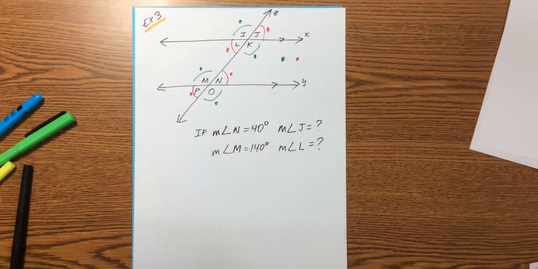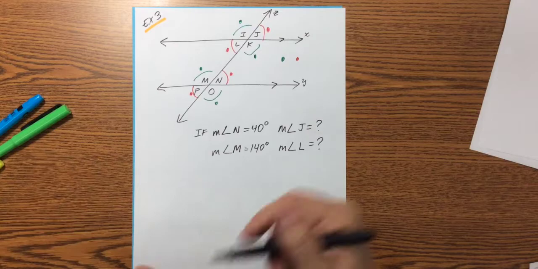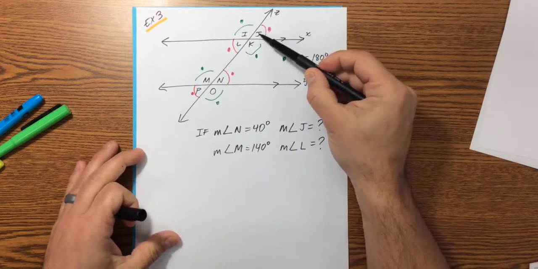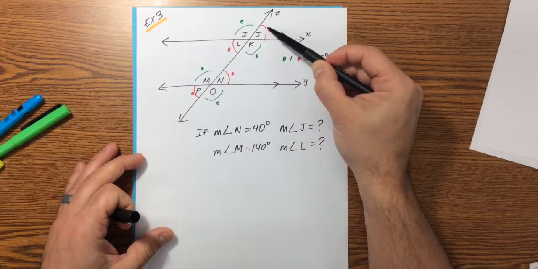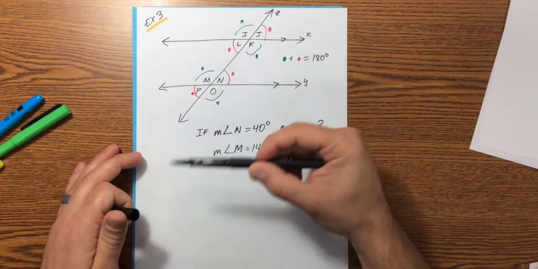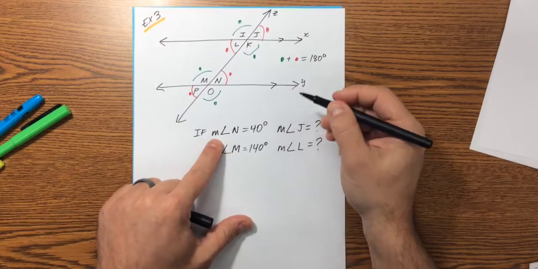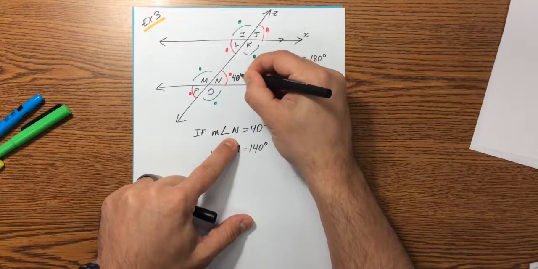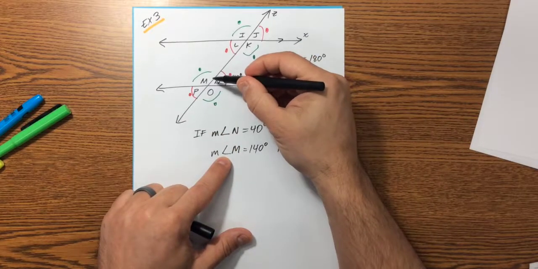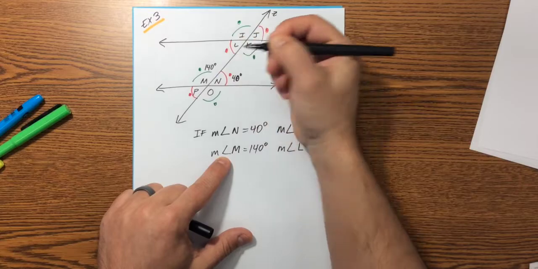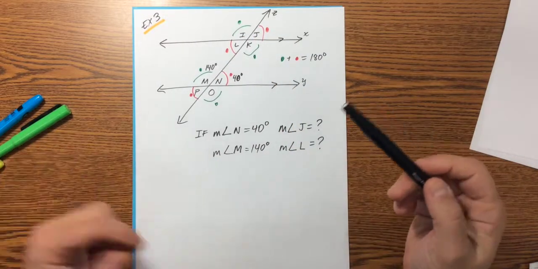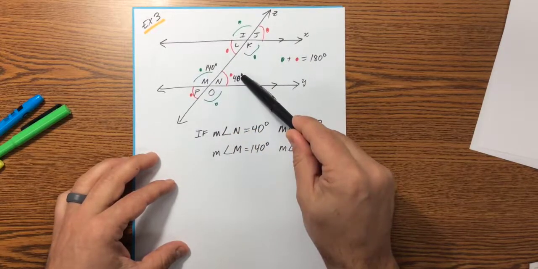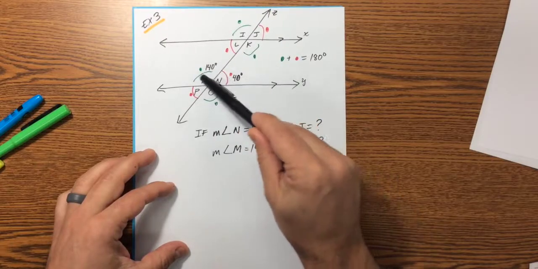And you know from the previous example that if you take a green angle and a red angle and add them together, you're going to get 180 degrees, correct? I mean, look, these two are supplemental. Their sum is 180 degrees. Same here, same here, same here. So they're telling me that the measure of angle N, which is right here, is 40 degrees, and that M is 140 degrees. That makes sense because 140 plus 40 is 180, the sum of these two supplementary angles.